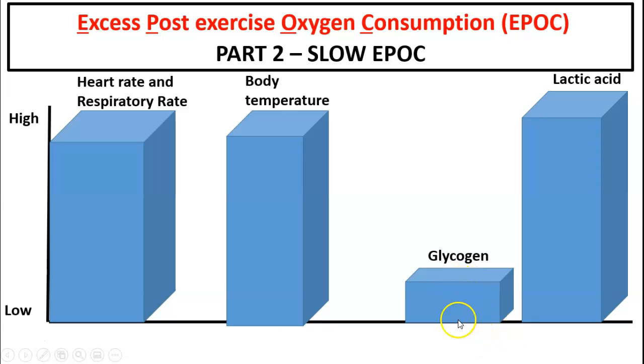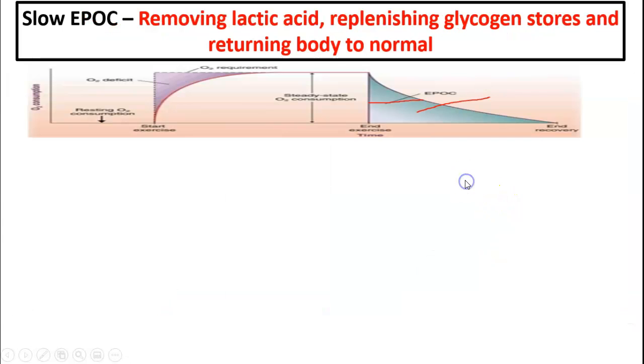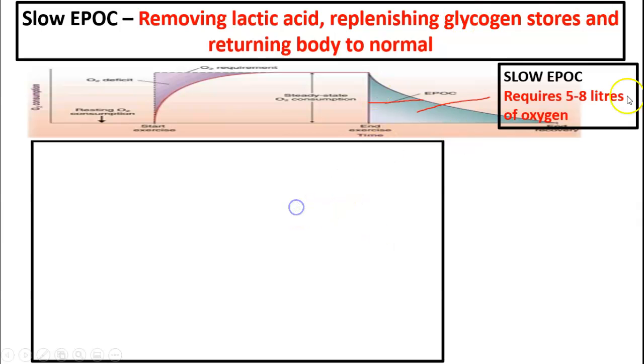So that's the process. Part 1, we're going to have a look at this. Once we have an understanding of how these start the process of slow EPOC, we'll then have a look at how the excess oxygen from here allows this to be recovered and this to be removed. So part 1 then. This is our focus, as I've said before. We keep coming back to this: remove lactic acid, replenish glycogen. Let's have a look though at our first point. Now, 5 to 8 litres of oxygen for slow EPOC.